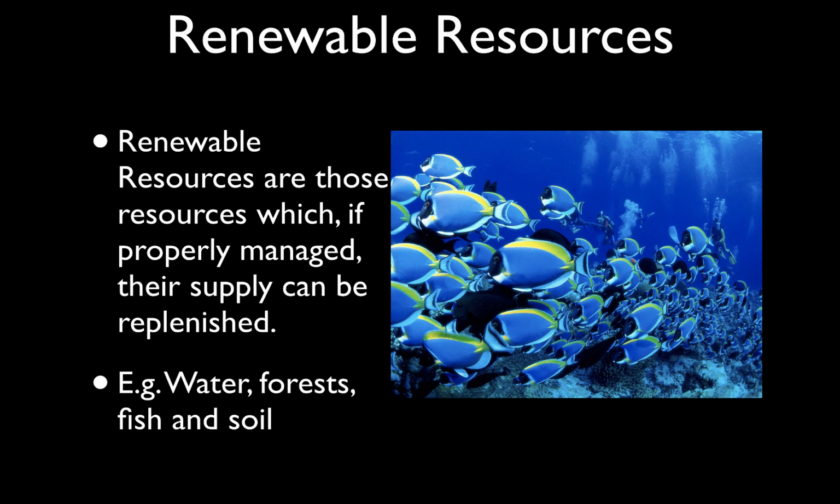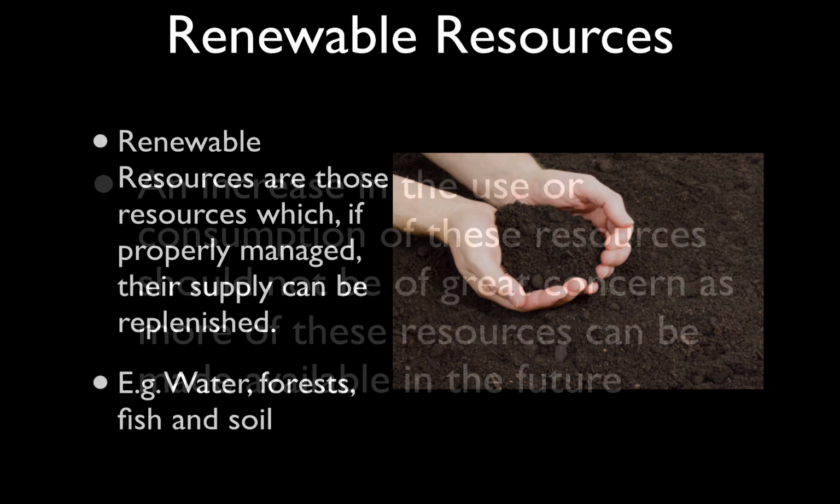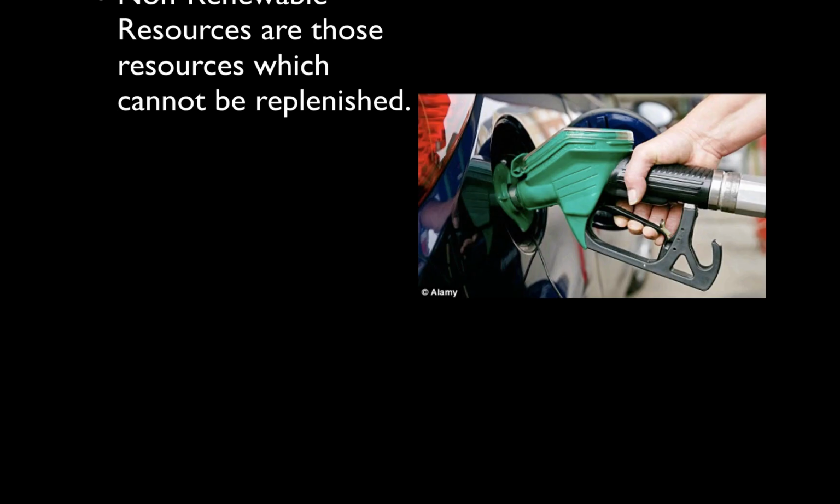Fish, if we don't overfish, there will be theoretically enough fish to take some amount from the sea forever. And soil, if we don't over-farm, we don't turn the soil into sand, and as such, crop rotation, stuff that happened in the Industrial Revolution, new ideas that occurred there, we can look after the soil and it will be able to provide us with goods and services, i.e. more crops in the future. And that's the kind of point. An increase in consumption of renewable resources should not be of great concern, as more of these resources can be made available in the future.